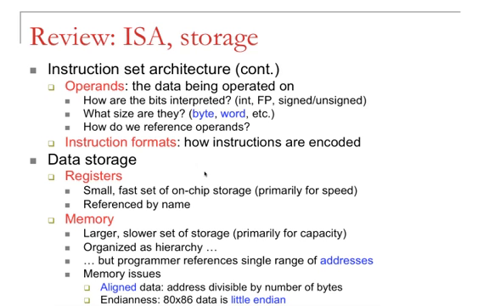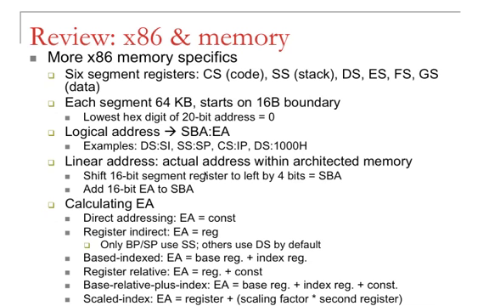Some specifics for x86 memory organization. The Intel x86 microprocessor has 6 segment registers: CS, SS, DS, ES, FS, GS. CS stands for code segment, SS stands for stack segment, DS stands for data segment. And we have 3 extra data segments. I don't know the representation of FS and GS, but those 3 are all extra data segments. Each segment has 64 kilobytes.